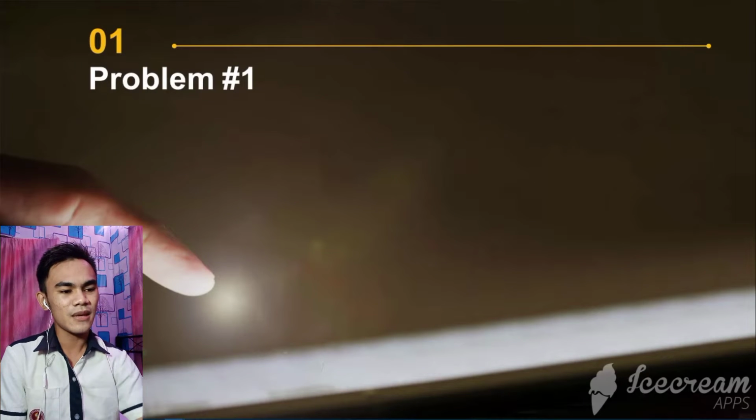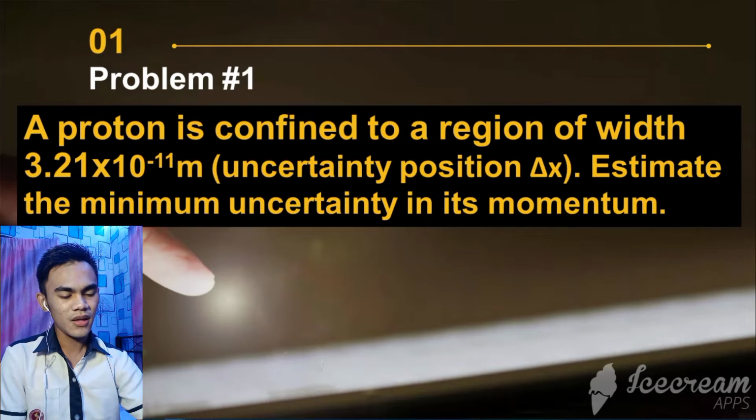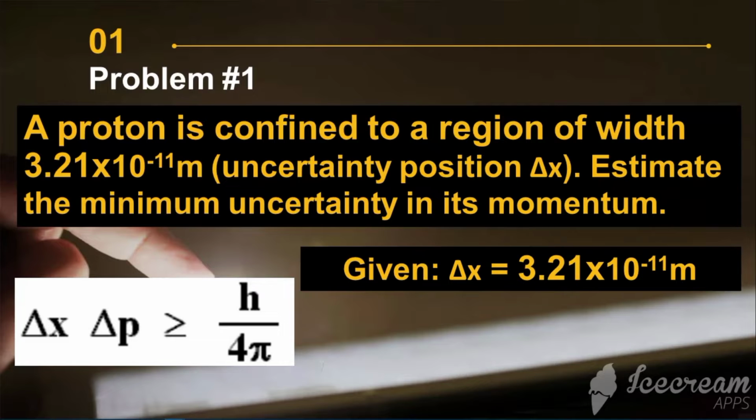It says here that a proton is confined to a region having a width of 3.21 times 10 raised to the power of negative 11 meters. That is the uncertainty in position, represented as delta X, and we're going to estimate the minimum uncertainty in its momentum. So first, we are going to use this uncertainty equation, with the given delta X, that is the position.